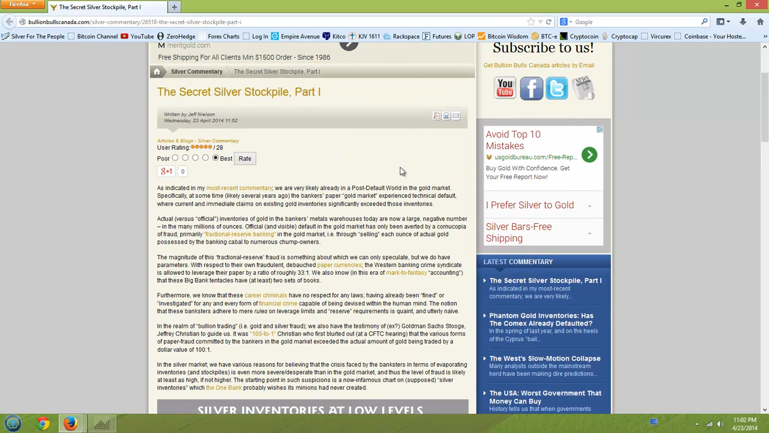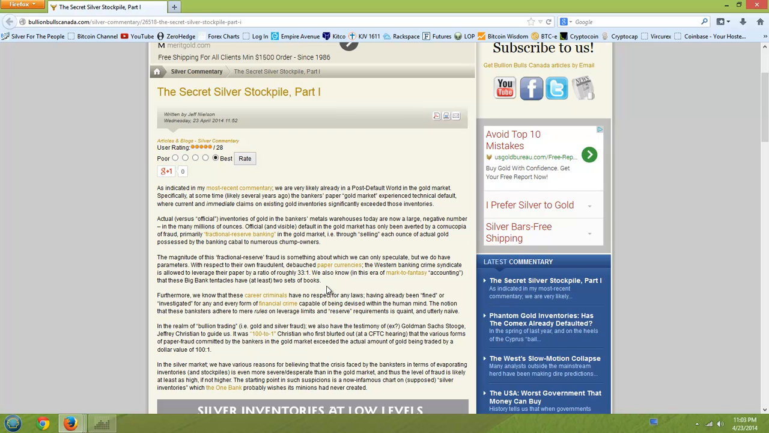As indicated in my most recent commentary, we're very likely in a post-default world in the gold market. Specifically, at some time, likely several years ago, the bankers' paper gold market experienced technical default, where current and immediate claims on existing gold inventories significantly exceeded those inventories. Actual versus official inventories of the gold in the bankers' metals warehouses today are now a large negative number in many millions of ounces.